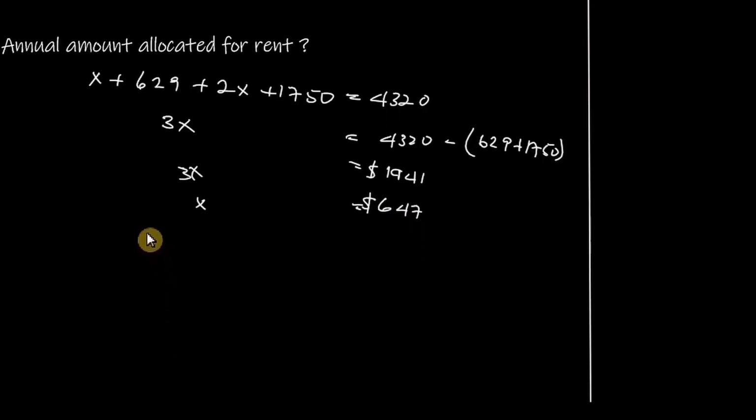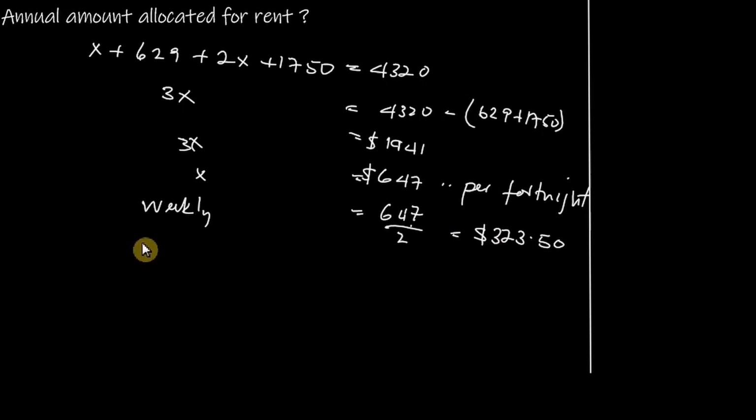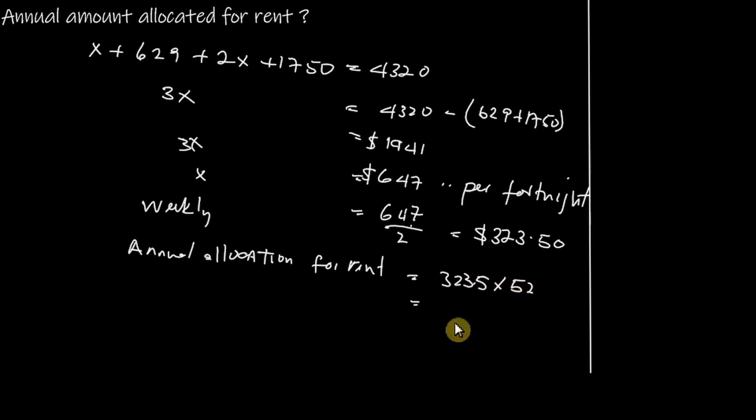So in 1 week, so weekly allocation then. So let's just write this is per fortnight. So weekly then is equal to 647 over 2, which gives $323.50. That is her weekly allocation for rent. Therefore, her annual allocation, so let's write annual allocation, that's yearly, for rent is equal to 323.5 multiplied by 52, and that gives her annual allocation for rent as $16,822. So this is the amount allocated annually for rent.